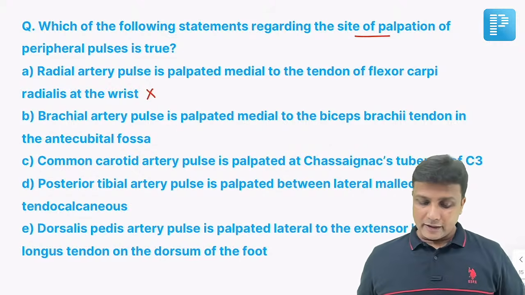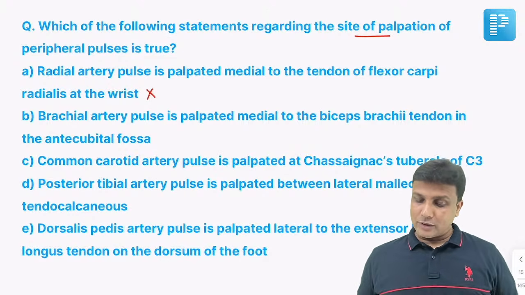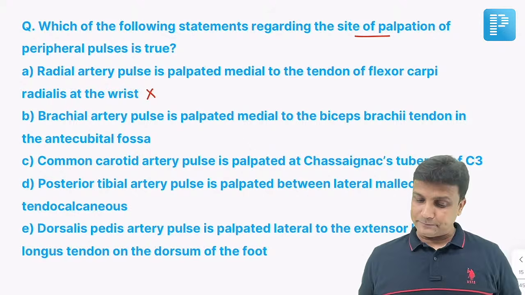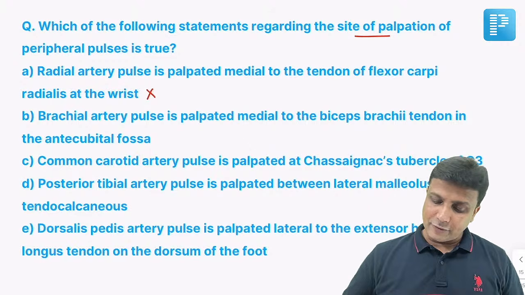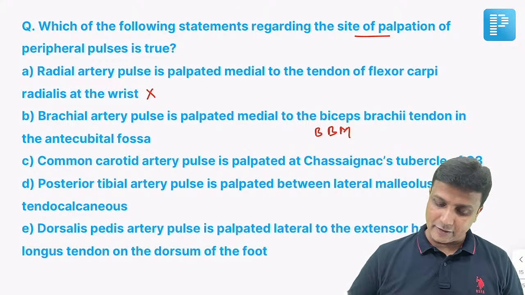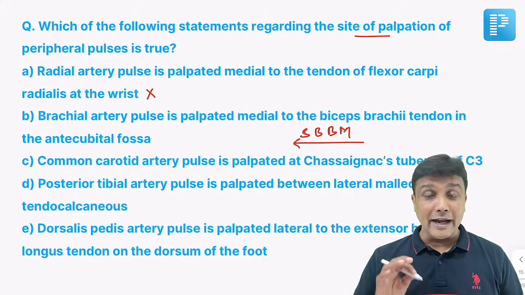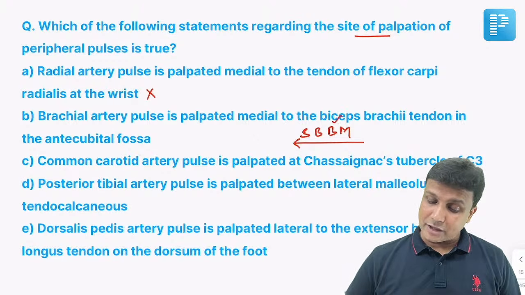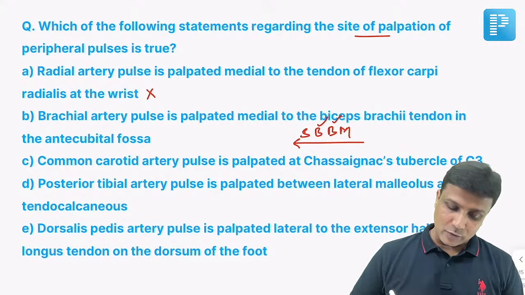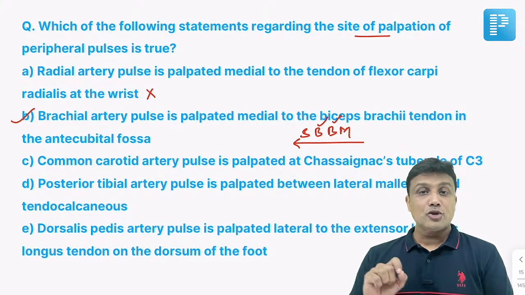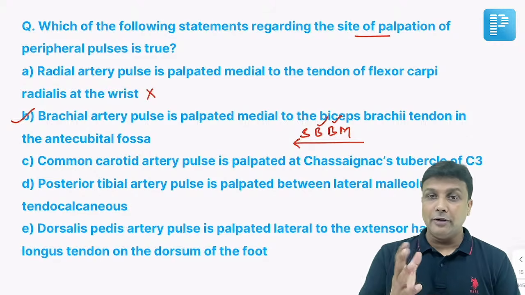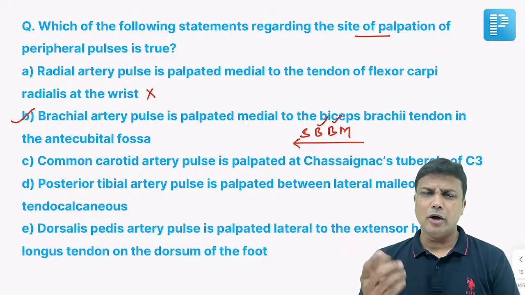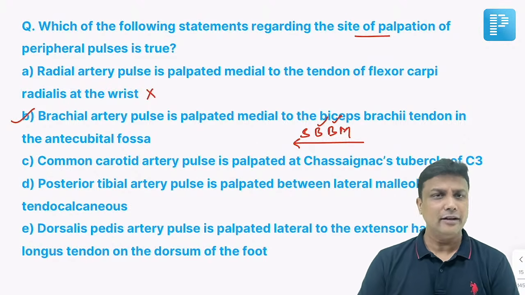Done. Then, brachial artery pulse is palpated medial to the biceps brachii tendon in the cubital fossa. I hope you remember in the cubital fossa we have a mnemonic, MBBS, from medial to lateral. All the structures are arranged as MBBS, from medial towards lateral. Now, where is the brachial artery with respect to the biceps brachii tendon? It will be present towards the medial side. So that is absolutely correct. The biceps brachii tendon is lateral to the brachial artery, or we can say the brachial artery is medial to the biceps brachii tendon. That is the correct option here.